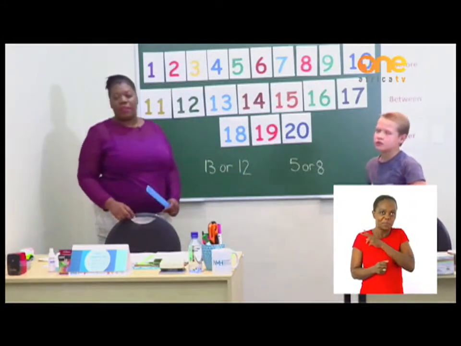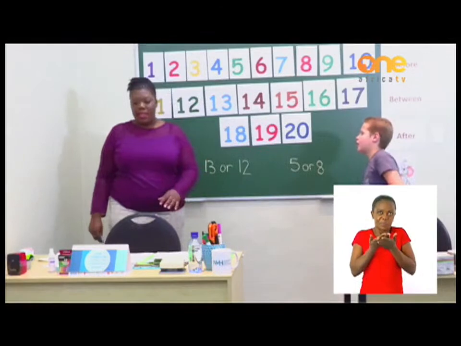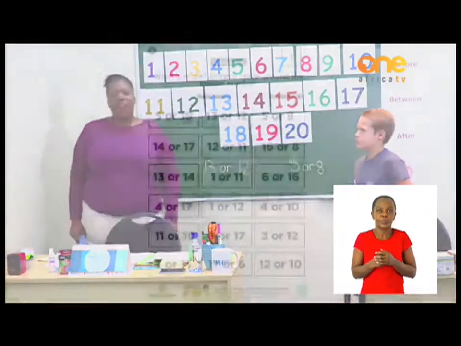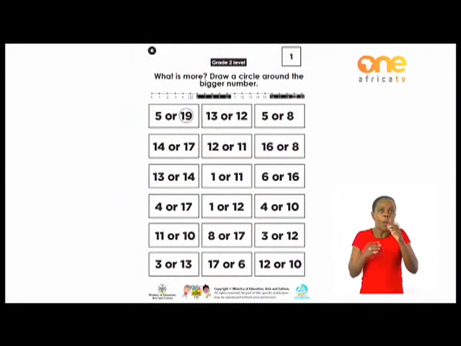This is going to help us to identify bigger numbers. We are going to draw a circle around the bigger number. Now let's look at the first example that has been done for us. 5 or 9, which is the bigger number? The bigger number is 19. You see there's a circle there that is already drawn for us.